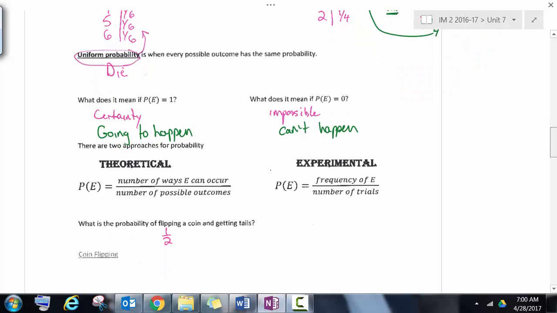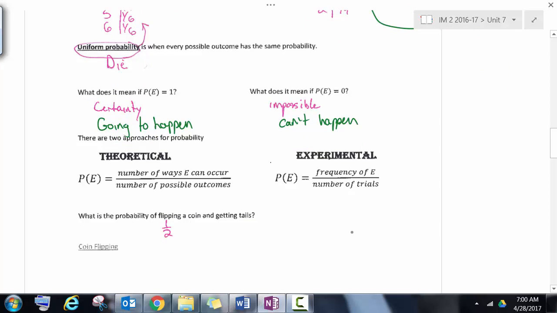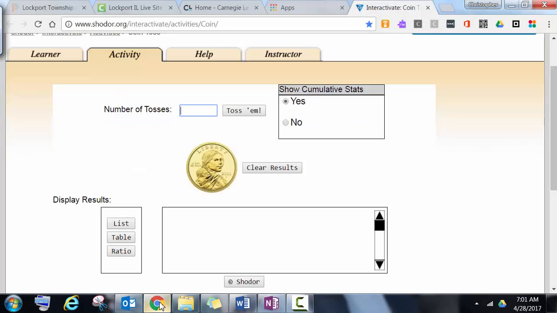There are 2 approaches for probability. Theoretical, which is what should happen over a long period of time, and experimental, which is what really happened. So this is what should happen, this is what does happen. So what is the probability of flipping a coin and getting tails? Well, it's 1 out of 2. There's one way you can get tails out of two options, heads or tails. So if you flip a coin, say 30 times, we would expect there to be 15 tails, 15 heads.